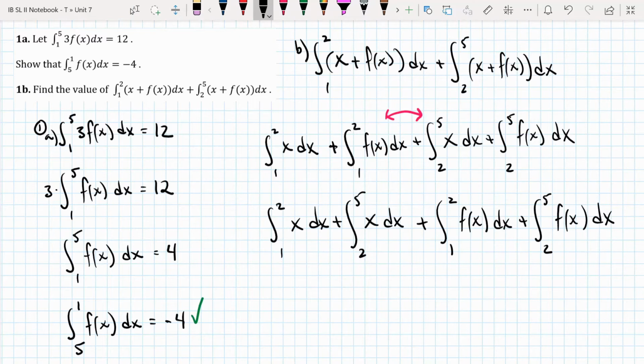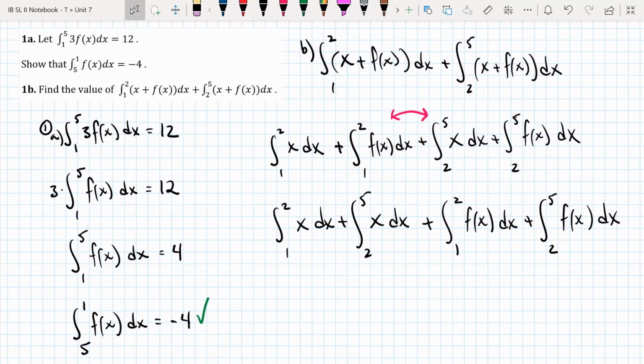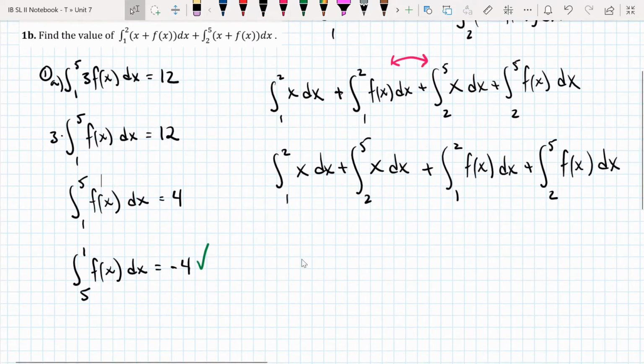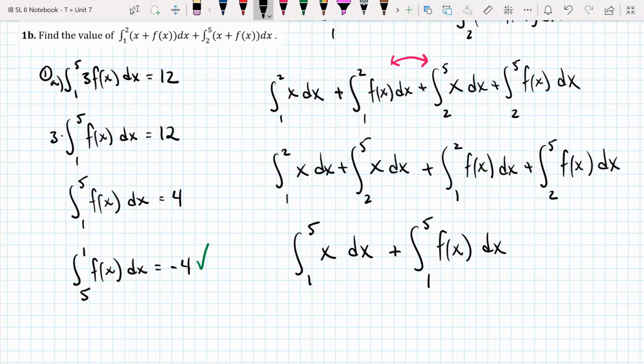The reason we're doing this is because we can use that first property that we talked about at the beginning of the video, and we're going to go backwards, meaning we can bring this back in terms of one integral. So we're breaking these integrals apart, and then we're going to bring them back together. Because the integral from 1 to 2 of x plus the integral from 2 to 5 of x, we can rewrite as the integral from 1 to 5 of x dx using that first property. And similarly over here, this becomes the integral from 1 to 5 of f of x dx.